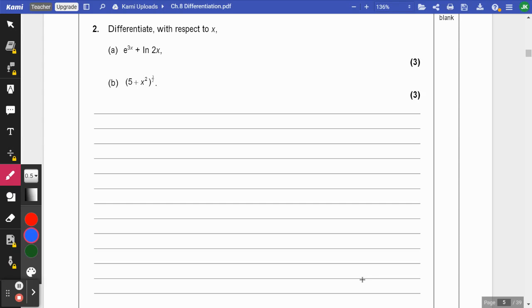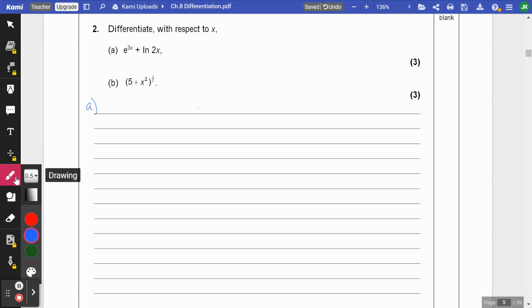How are you doing? So, we've got some questions and it's on differentiation. First question is to differentiate with respect to x e to the 3x plus ln of 2x. So, with part A, it's just doing a bit of differentiation.